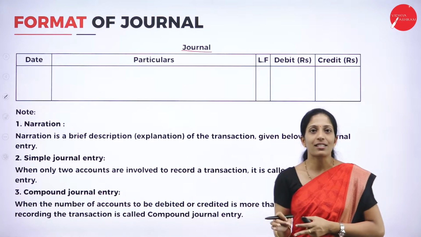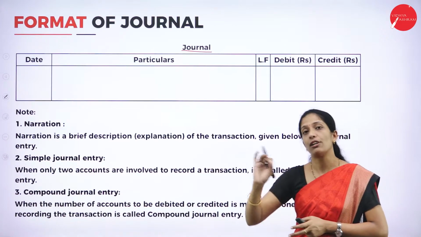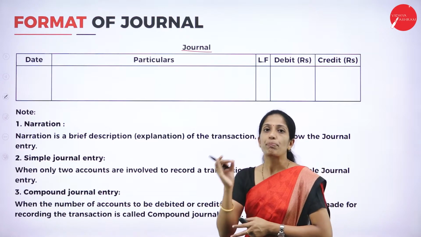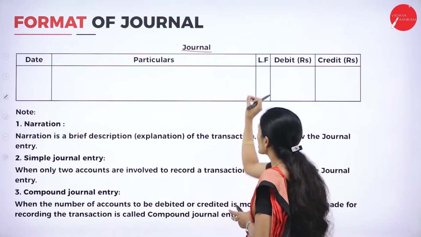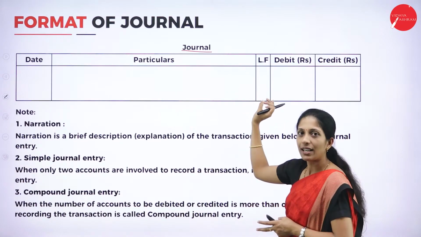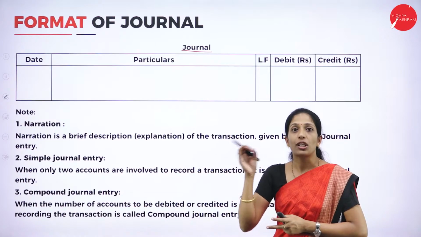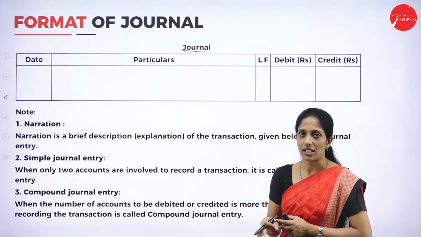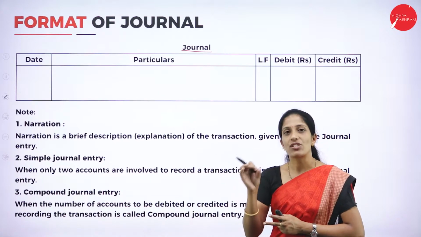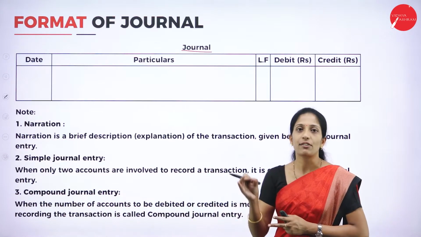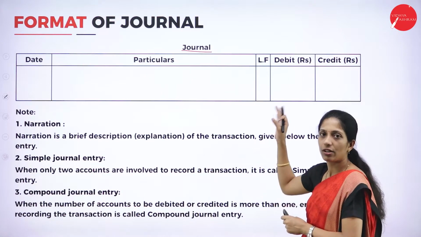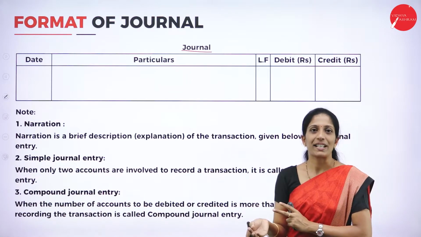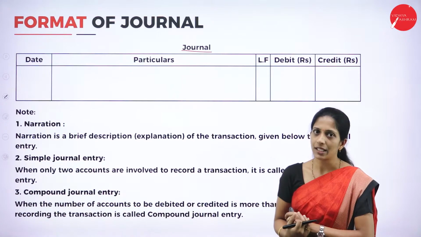So, whenever the transaction has been taken from the journal to the ledger, from which page or which transaction it has been taken, it will be numbered serially, so that in the business organization it will be easy for reference. In the ledger it will be journal folio, in the journal it will be ledger folio. Next, debit rupees, credit rupees, where you are going to write the amount that has to be debited and the amount that has to be credited.